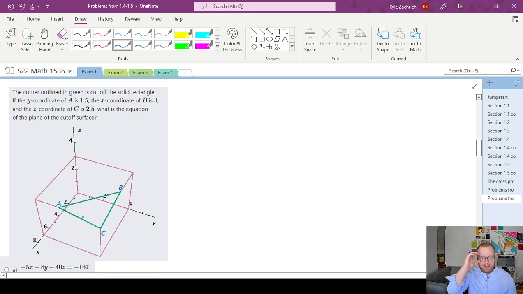So what I'm going to show might be a little tedious for some of you, but hopefully I'll be helping out people that aren't immediately sure what's going on with something like this. So the goal here, it says the corner outlined in green is cut off the solid rectangle. If they tell you the y coordinate of A, the x coordinate of B, and the z coordinate of C, what's the equation of the plane of the cut off surface here, right? So this plane here, right? So we could figure out what's a normal vector sticking out of that, what's a point on the plane.